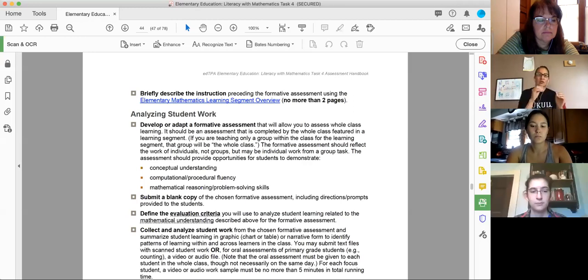So describing and defining your evaluation criteria is connecting those test items that you have directly to your learning objectives of that lesson plan, and then connecting it to your central focus of your entire segment, okay? So that you see where those test items fit directly into your learning segment, okay? So that's how you define your criteria there.